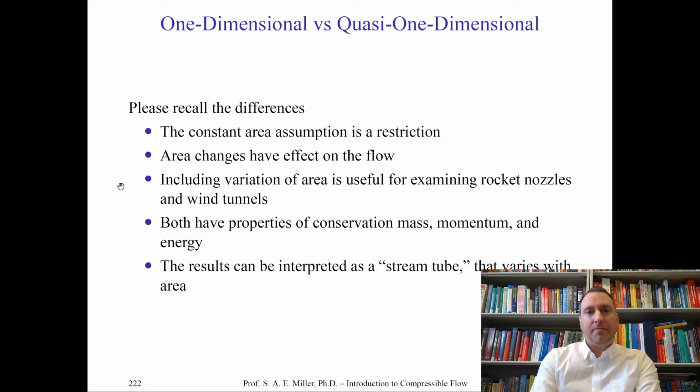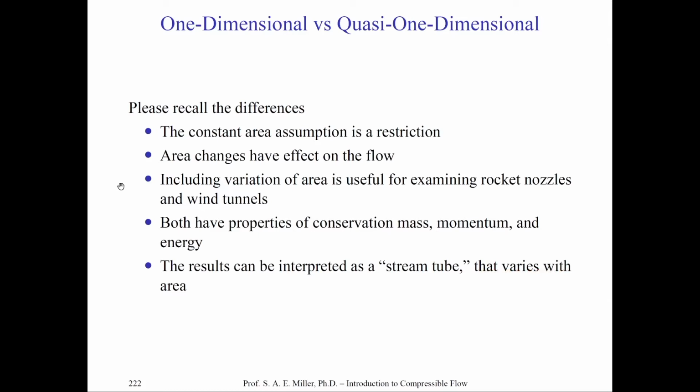Including the variation of the area will absolutely be useful for examining rocket nozzles and wind tunnels, and even the external bullet problem, which I showed, or projectile or flight vehicle. They will, of course, have the same physical equations that govern the fluid and have the properties of conservation of mass, momentum, and energy. We have to include energy, of course, because we're dealing with compressible flows. And you'll see there are unique things that happen in compressible flows that do not occur if we make the unfortunate assumption of incompressibility.